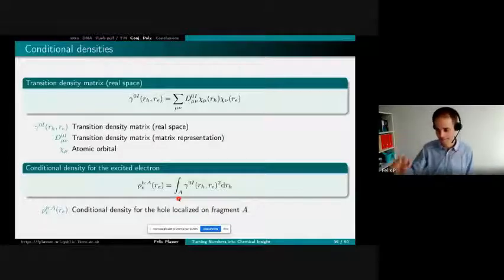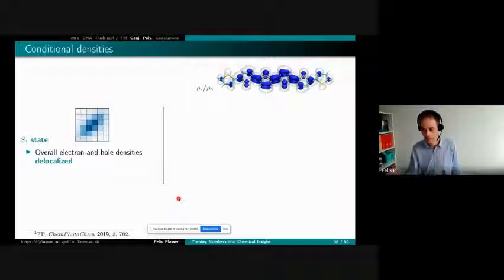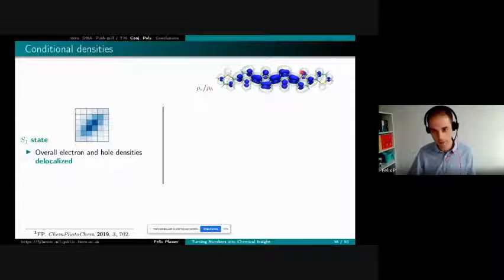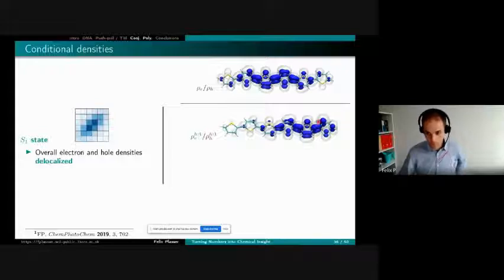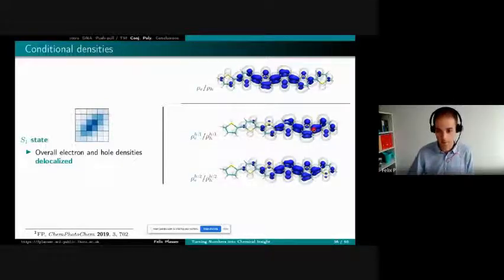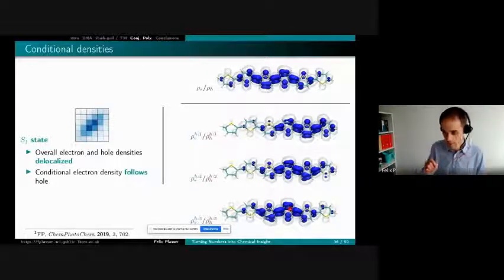So what I'm doing is doing this for the S1 state, for example. The S1 is here in the center, local on the center. The overall electron and hole densities are delocalized. But now I can put my hole on the right side of the molecule, and I see that the electron density is pulled over to the right. Then if the hole is here in the second molecule, I see the electron density relaxes a little bit. And if the hole is on this third fragment, then again the electron density moves over a little bit more.